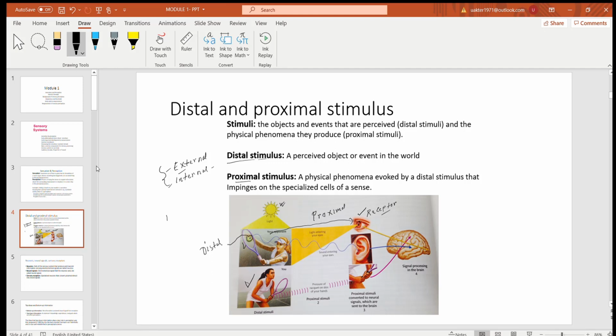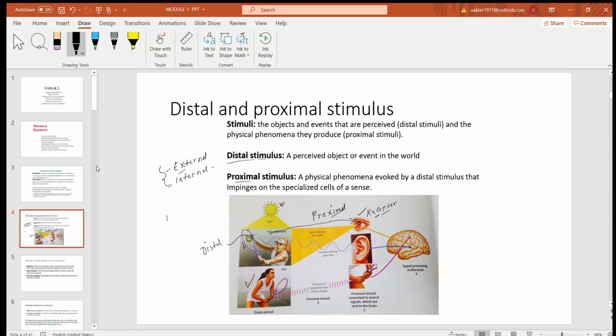Make sense? So in this case, the object, the ball or racket, or the opponent, these are all distal stimuli, and the light waves arriving and hitting the receptors inside your eye, those light waves are proximal stimuli. Similarly, at the same time, when the racket ball hits the racket, a sound is produced. That means the waves in the air are created, and the racket ball is the distal stimulus.